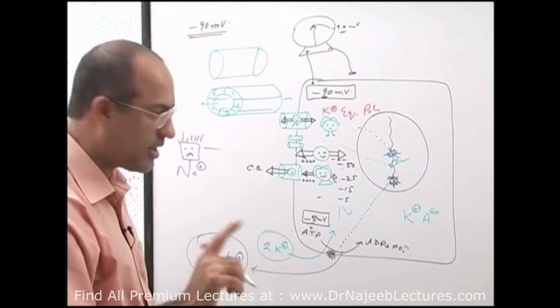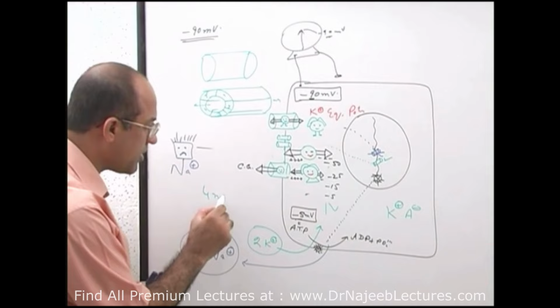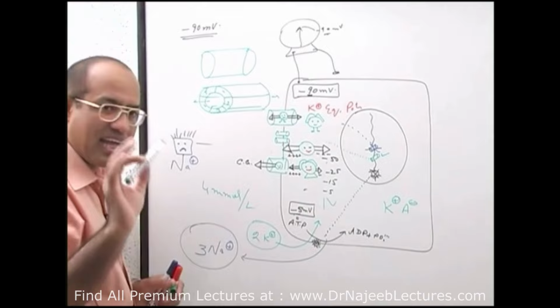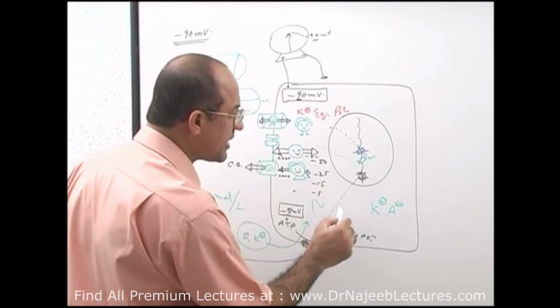Normally, listen now, normally the concentration of potassium outside is 4 millimole. Concentration cannot be in millivolt. Concentration is 4 millimole per liter. And normally, in a human cell, the concentration of potassium inside is about 140 millimole per liter.